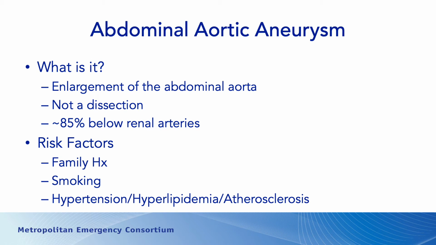Risk factors: family history is important, smoking is important, hypertension, hyperlipidemia, and atherosclerosis, or hardening of the arteries, are risk factors. Atherosclerosis is probably the number one risk factor, with smoking and hypertension coming after that. Family history we have to be aware of. The only thing we can do about a family history of aneurysm is make sure we reduce our other risk factors, which include smoking, hypertension, and hyperlipidemia.